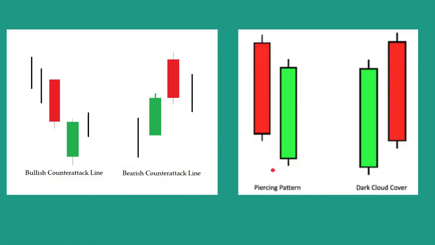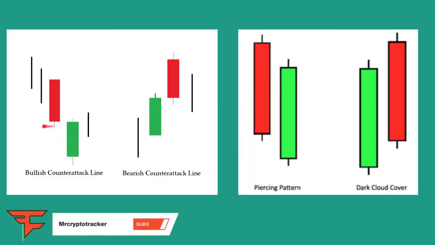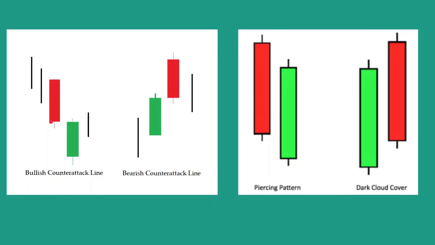Here in the piercing pattern, we said the close of the candle should be higher than the half of the red candle. But in this case, in the counter-attack line, the close of the green candle is around the close of the red candle.